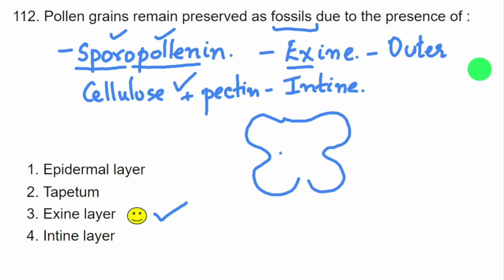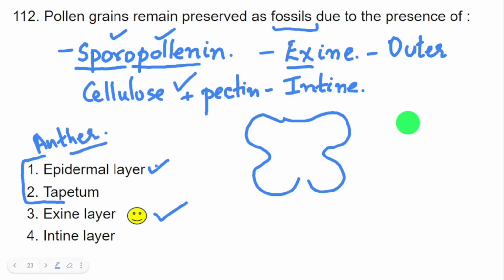So something like this. This is how a dithecous anther looks like. The two lobes, these are the two lobes and these are the two thecas. Two lobes and two thecas. The outer layer will be the epidermal layer. So the epidermal word is associated with the anther. These two terms are layers of the anther wall.